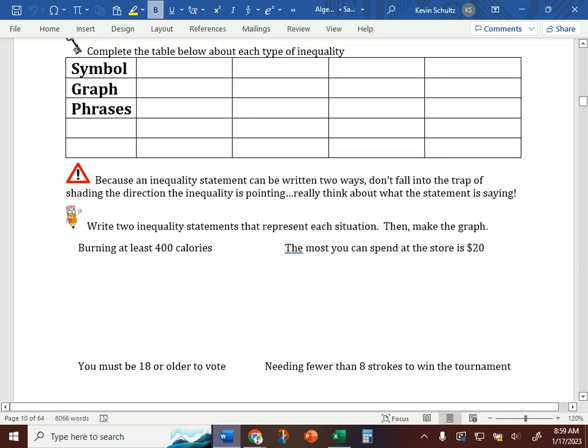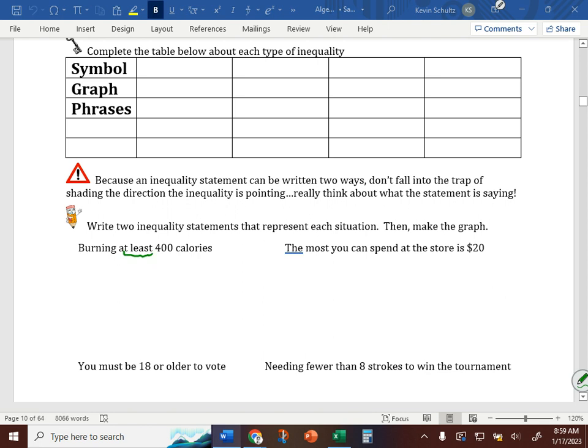Let's talk about the first one. Burning at least 400 calories. Okay. Which symbol does this "at least" refer to? Yeah. Greater than or equal to, right? The number of calories you want to burn is greater than or equal to 400. That's an inequality statement. When we say graph this, how many variables do we have? One. So how many axes do we need to graph it?